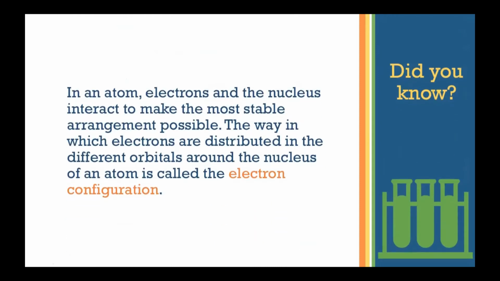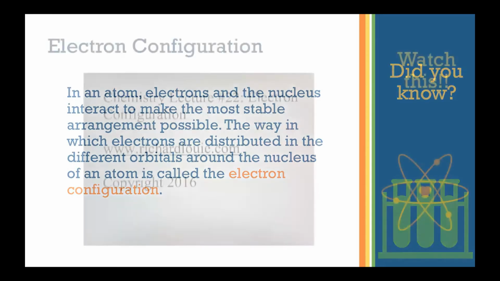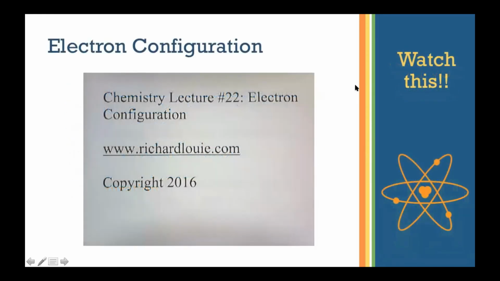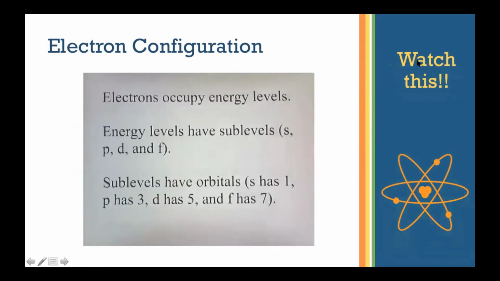In an atom, electrons and the nucleus interact to make the most stable arrangement possible. The way in which electrons are distributed in the different orbitals around the nucleus of an atom is called the electron configuration. The S sublevel has 1 orbital, P has 3 orbitals, D has 5 orbitals, and F has 7.